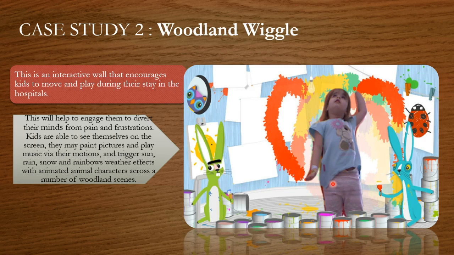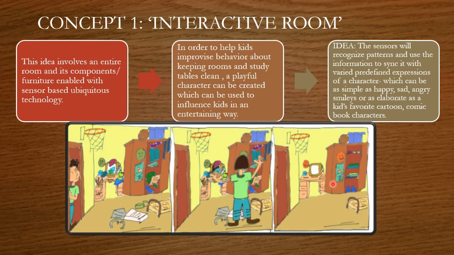So this is another one. Based on all these concepts and case studies, some of the brainstorming ideas that came up in the research paper are, the first one, an interactive room. This interface is planned to help kids keep their room clean. We can see some sensors here in the shape of characters, right? These sensors will recognize patterns and use the information to sync it with varied predefined expressions.